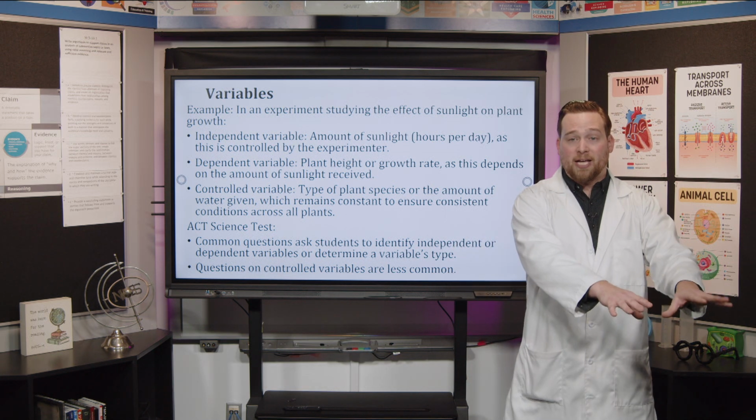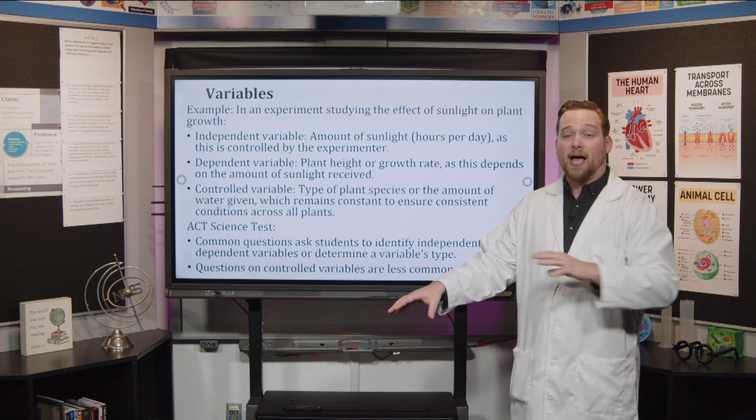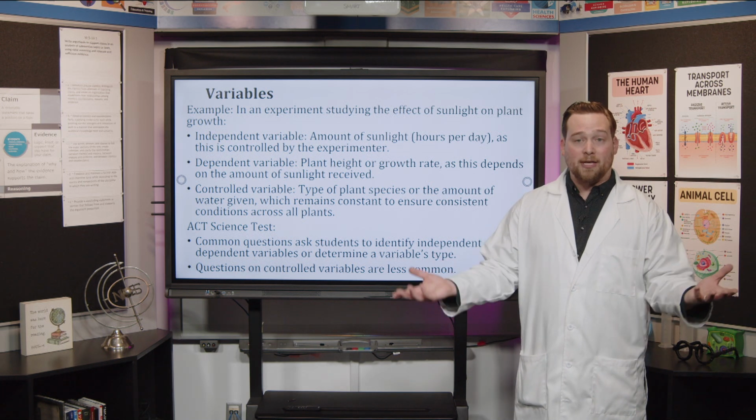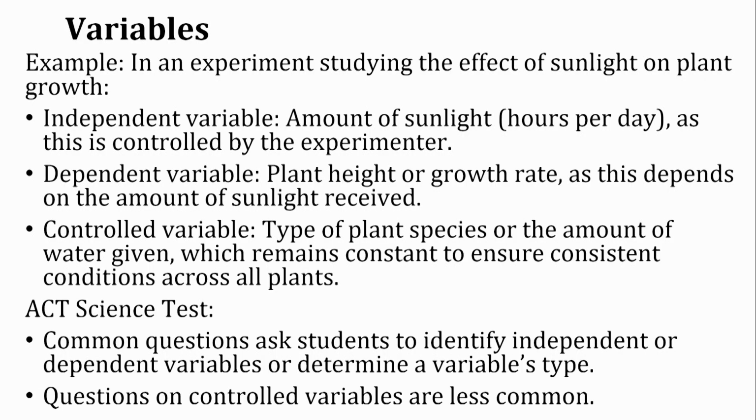Some plants, these plants over here get a lot of sunlight, these plants over here don't get any sunlight. I want to see which ones are taller by the end of the experiment. Okay, so the independent variable would be how much sunlight they're getting. The dependent variable might be the plant height or growth rate. This is going to depend on the amount of sunlight received.